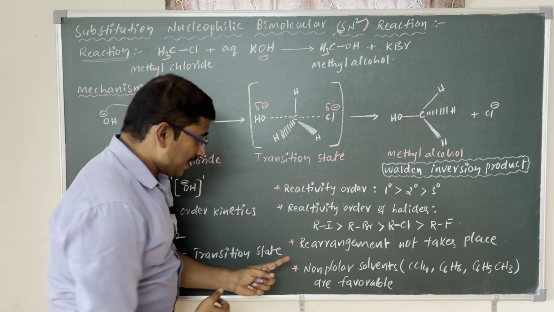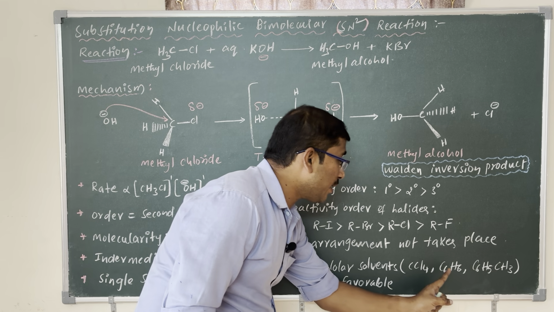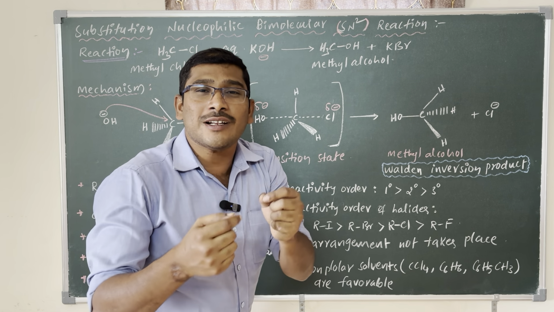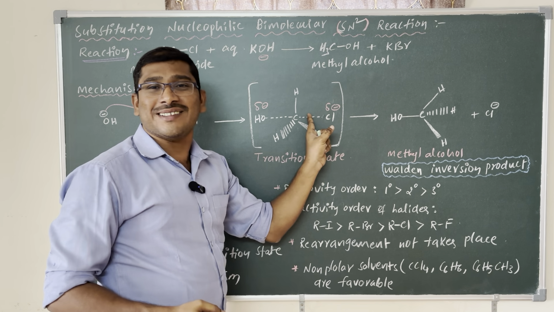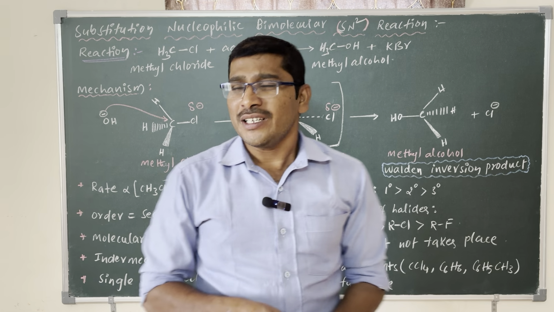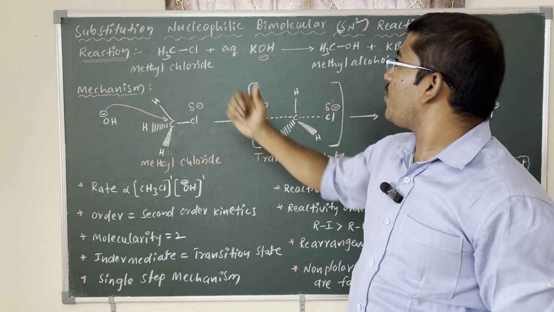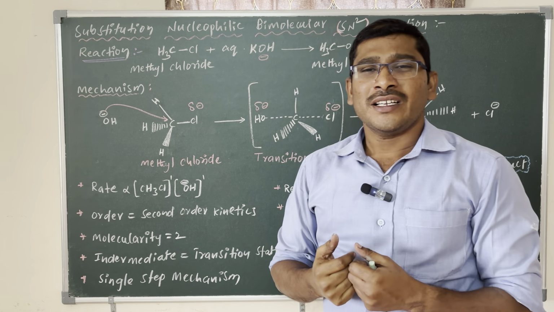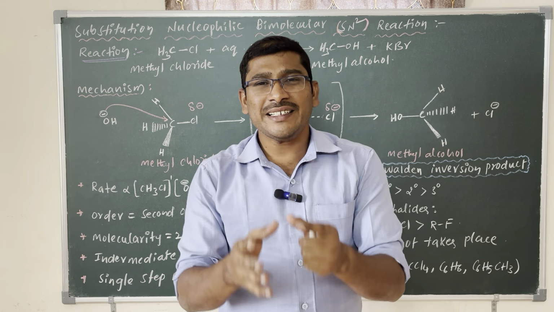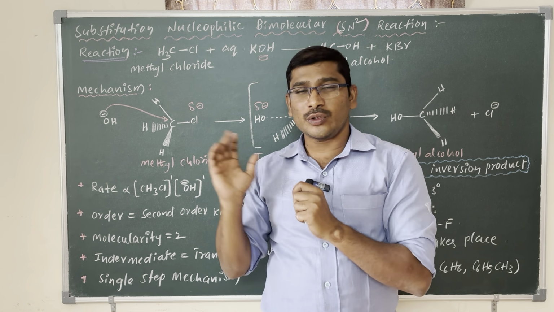And next, non-polar solvents. Examples: carbon tetrachloride, benzene, toluene, dichloromethane, like that. Non-polar solvents are favorable for this mechanism. These are some important properties of the SN2 mechanism, how the mechanism is going on and which reaction is going on generally. Very, very important for your board examinations, KCET, NEET, JEE, all competitive examination students. Go through this video carefully to study.